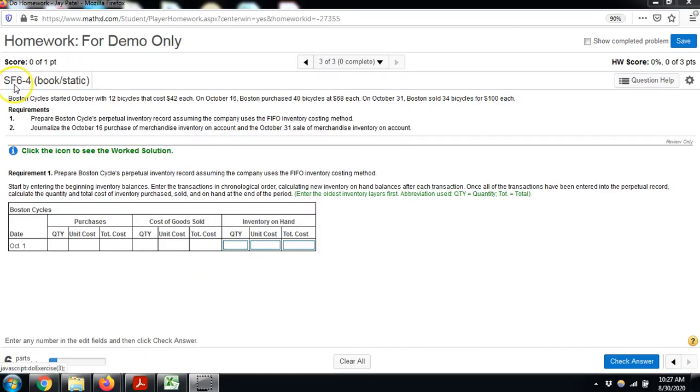So this is problem SF6-4. It's basically going to tie our inventory costing method to journal entries. So I'll do another example.